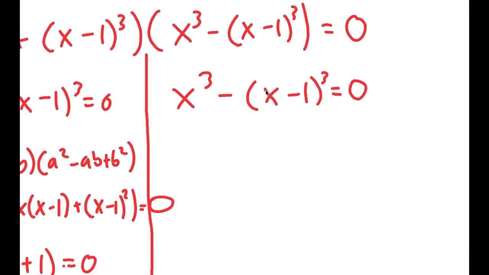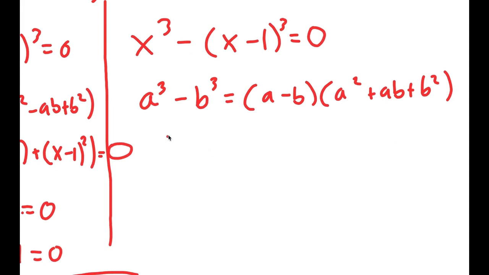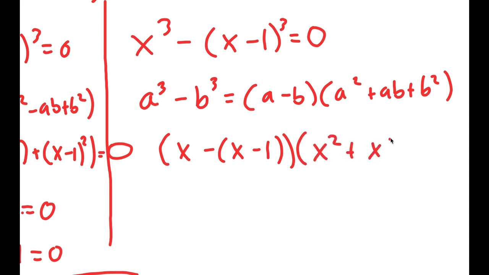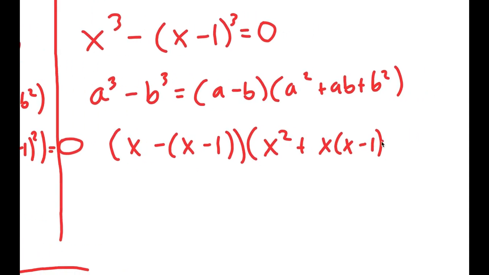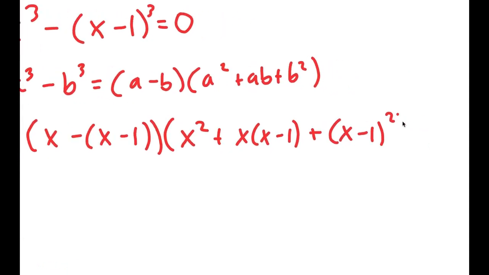Now, going back over here, I have x^3 minus (x - 1)^3 equals 0. And for this, I'm going to use the property a^3 minus b^3 is equal to (a - b) times (a^2 + ab + b^2). So I get (x - (x - 1)) times (x^2 + x(x - 1) + (x - 1)^2) is equal to 0.